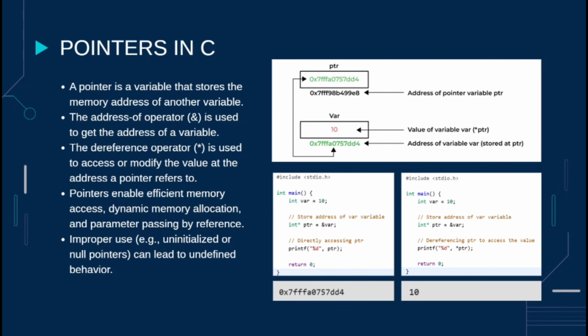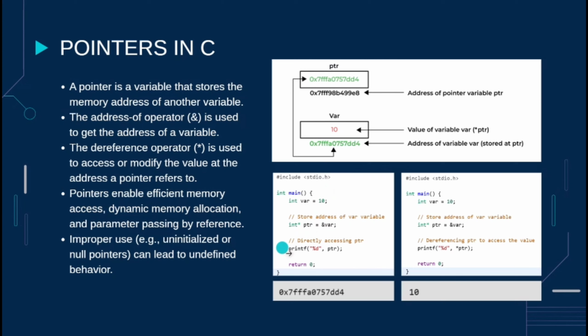Next up we have pointers. A pointer is a variable that stores the memory address of another variable, and the address of operator is used to get the address of a variable. So here in this example, as you can see, we have two variables. So one is the pointer variable, that is PTR, which stores the address of the variable VAR.